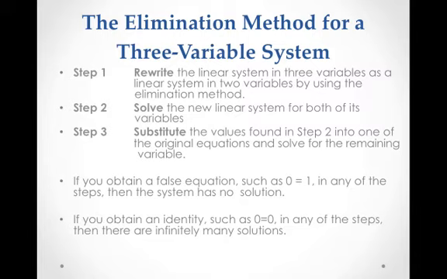If you obtain a false equation such as 0 equals 1 in any of the steps, then the system has no solution. If you obtain an identity such as 0 equals 0 in any of the steps, then there are infinitely many solutions. And last time when we were just doing two variables, we just left it as infinitely many solutions. Today we're going to see how we can actually come up with ordered triples that explain the infinitely many solutions that actually work.